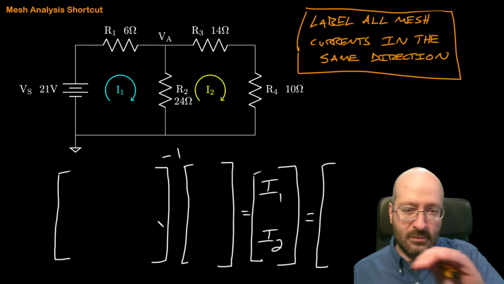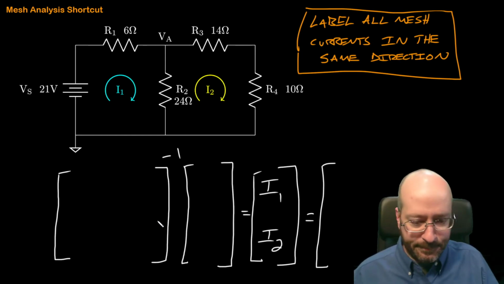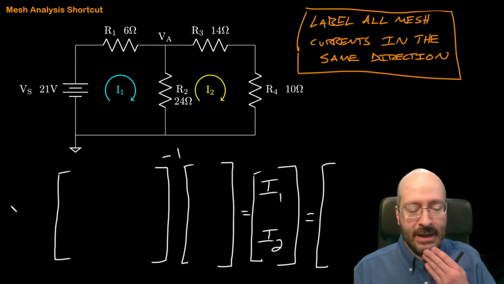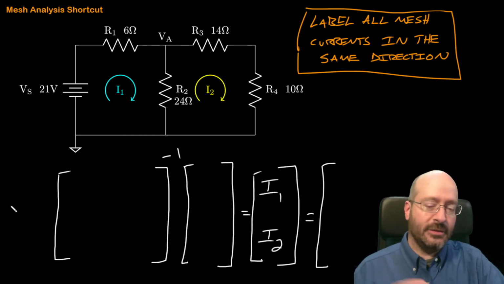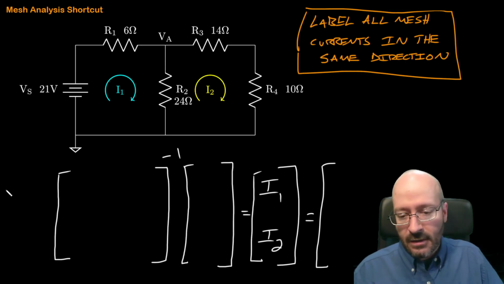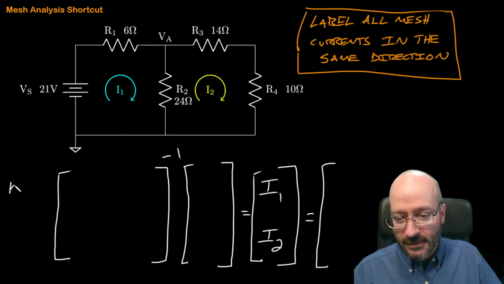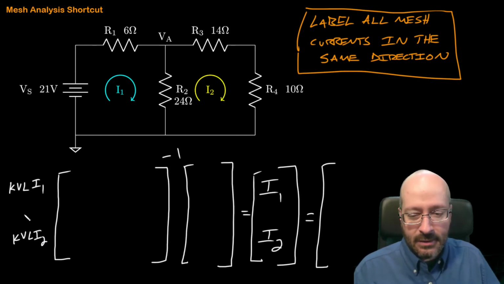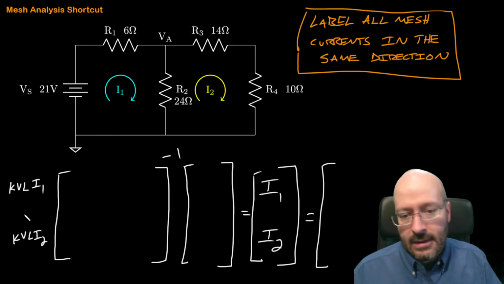So rather than writing out all the equations, here's how we're going to do it. Okay, so I still have that plan in the back of my head. There's no current supplies in here, so I write no KCLs. So the equations that I'm going to write correspond to the rows in the matrix: KVL for I1, KVL for I2. So I am keeping that in the back of my head, that I am in fact writing KVLs.